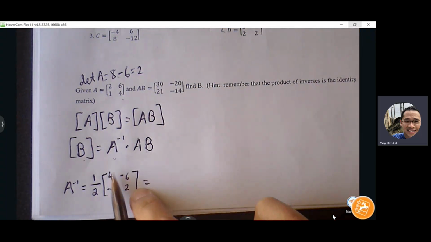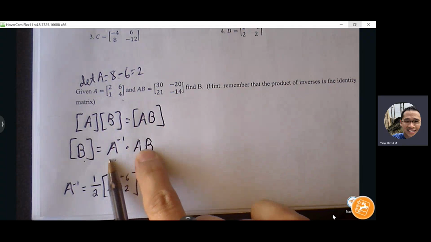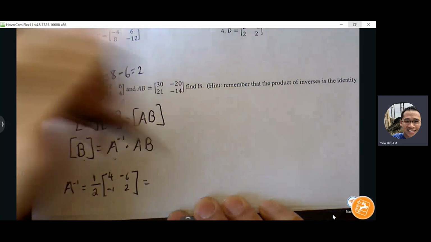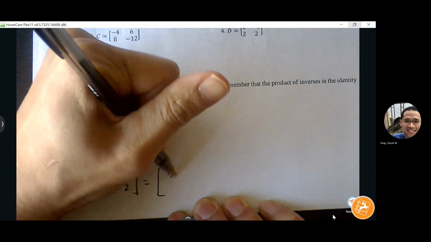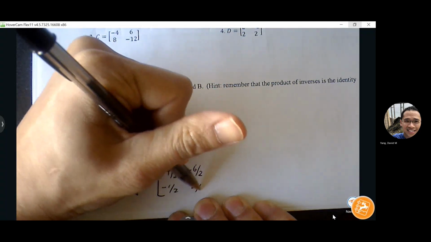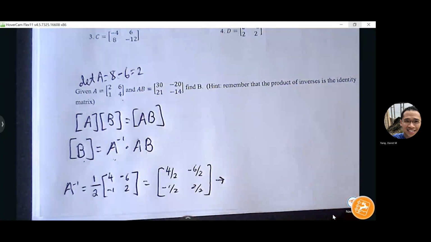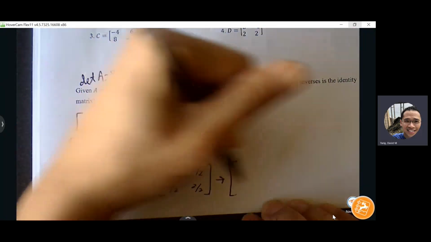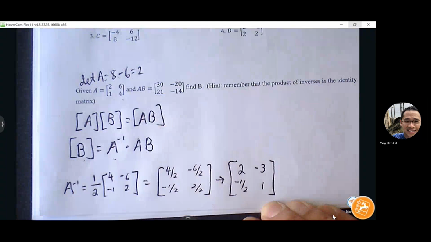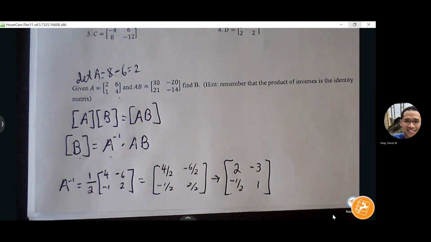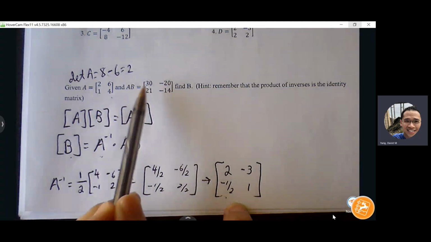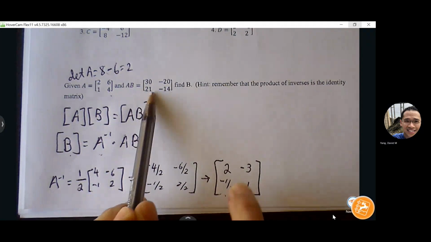Our first step is to get to the inverse, and then we can multiply these two, because we know that if we multiply these two, that will be what matrix B is equal to. Okay, so distribute the 1/2 through. Do some cleanup here: 2, -3, -1/2, and 1. Okay, any questions here? So now I'm going to take the inverse of matrix A, multiply it by matrix AB, and then see what I get.